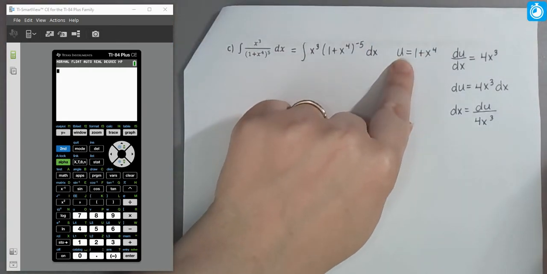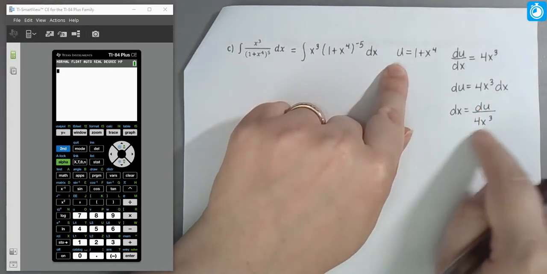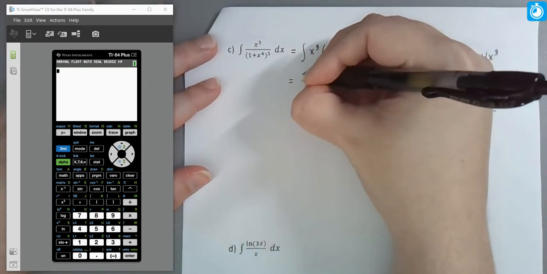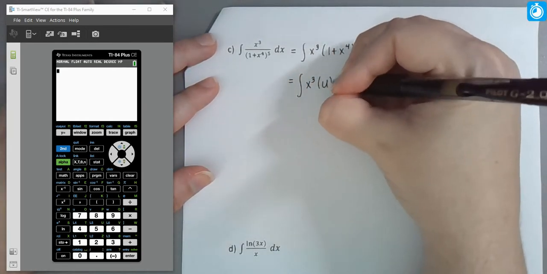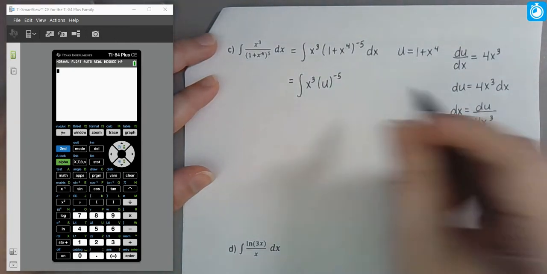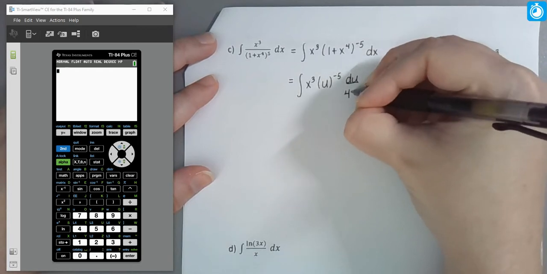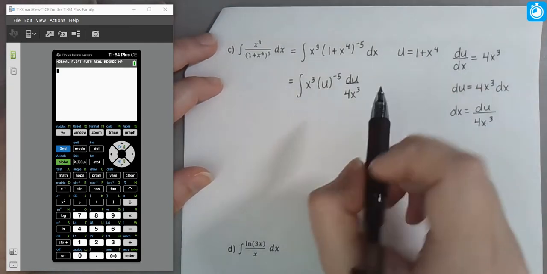Okay, so we have something to substitute for our inner function. We have something to substitute for our differential. And then we still have something involving x, but let's see what happens in this case when we substitute. So we have x cubed, we have our inner function raised to the negative fifth power, and then substituting for dx, we're going to replace it with du divided by 4x cubed. Now we saw in the previous two examples that any remaining expression involving x divided out. That happens here as well, but not quite in the same way.